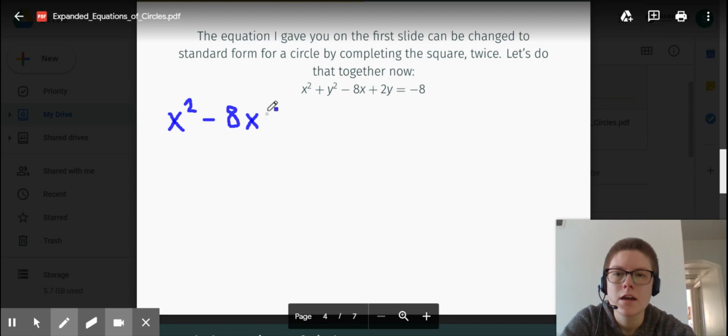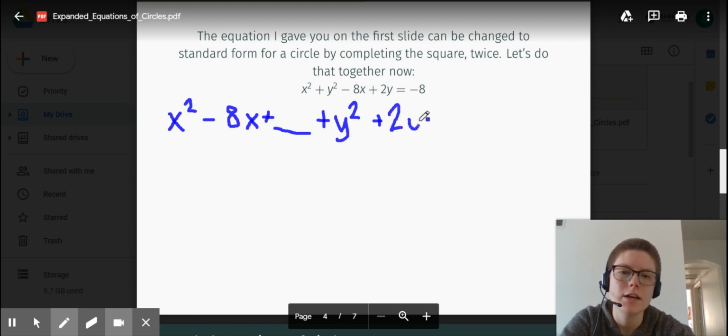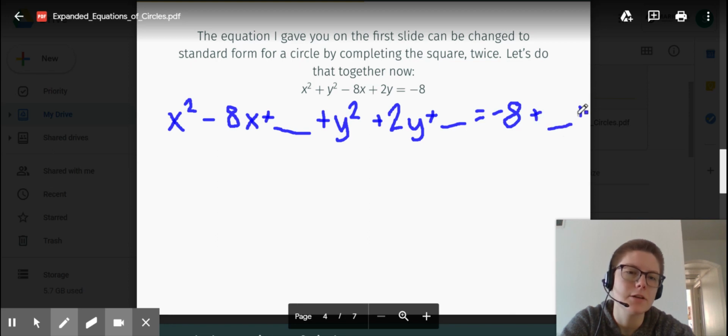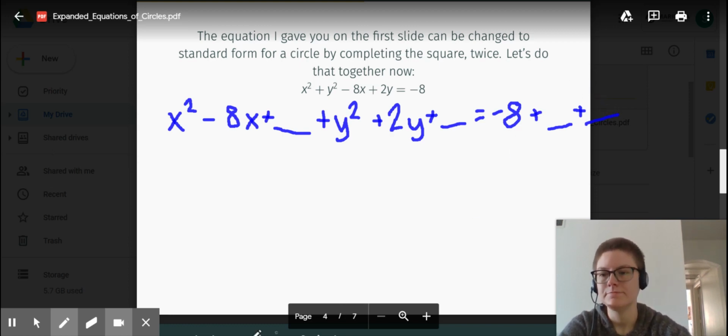So x squared minus 8x. We're going to leave a plus blank, right? Because we don't know what's going to go there yet. Plus y squared plus 2y. And once again, we're going to leave a blank, equals negative 8. And since we have 2 blanks over there, we're going to put 2 blanks on the right side of the equation.